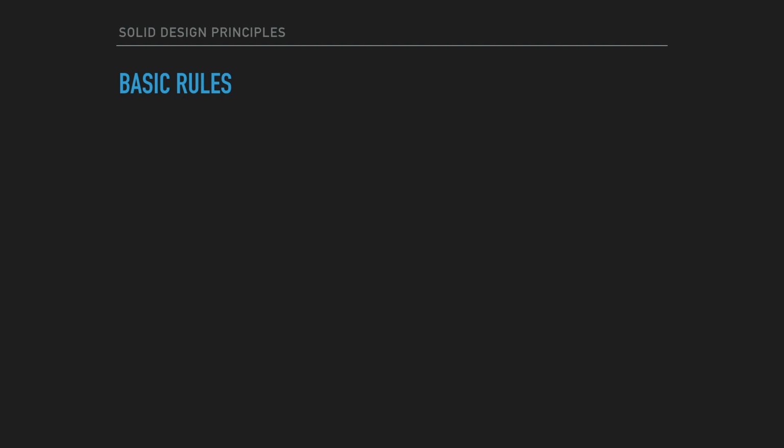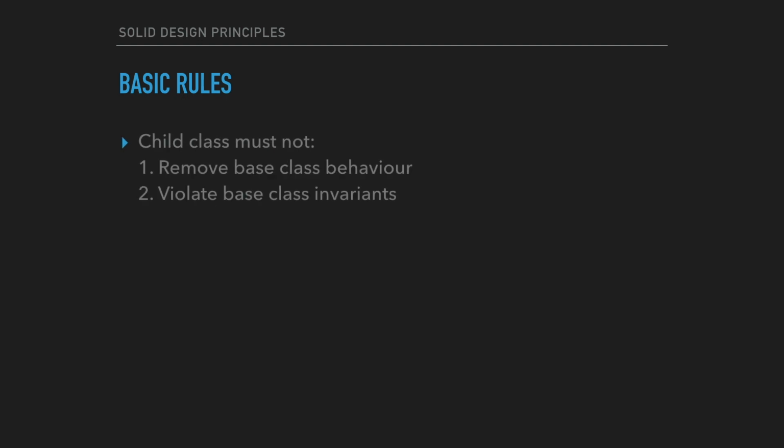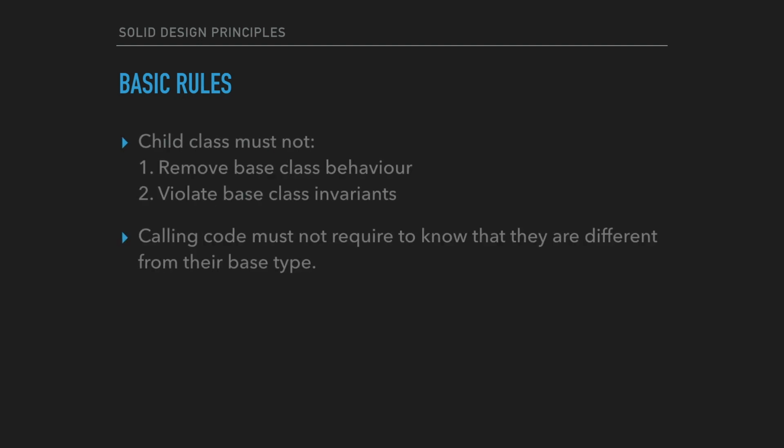So let's understand the basic rules. It says the child class must not remove the base class behavior, which violates base class invariance. And the second part which I wanted to highlight is that calling code must not be required to know that they are different from their base type. So let's go back to the example of the duck. If you have a good type of abstraction, your calling code should just call the object and that should be taken care of by your abstraction.